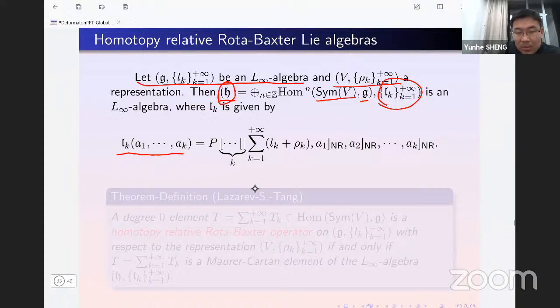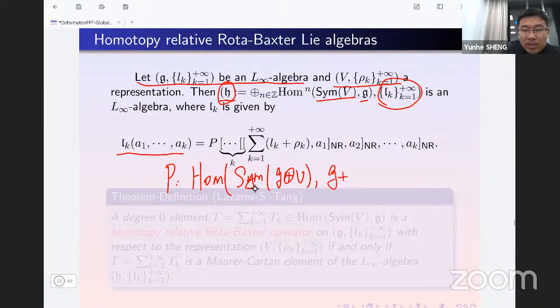So first, you consider the sum of l_k plus rho_k, and then you take brackets of A_1, A_2, up to A_k, and finally you take the projection. So here P is the projection from this big space, Hom(Sym, ...), where we consider the direct sum of G and V. And then we consider the projection from this space to this H. And then this will give you an L-infinity algebra structure.